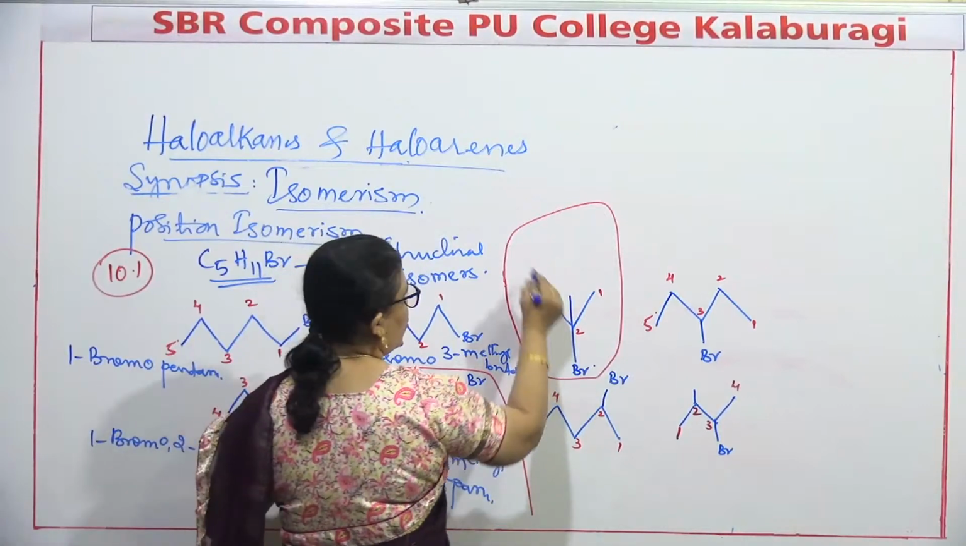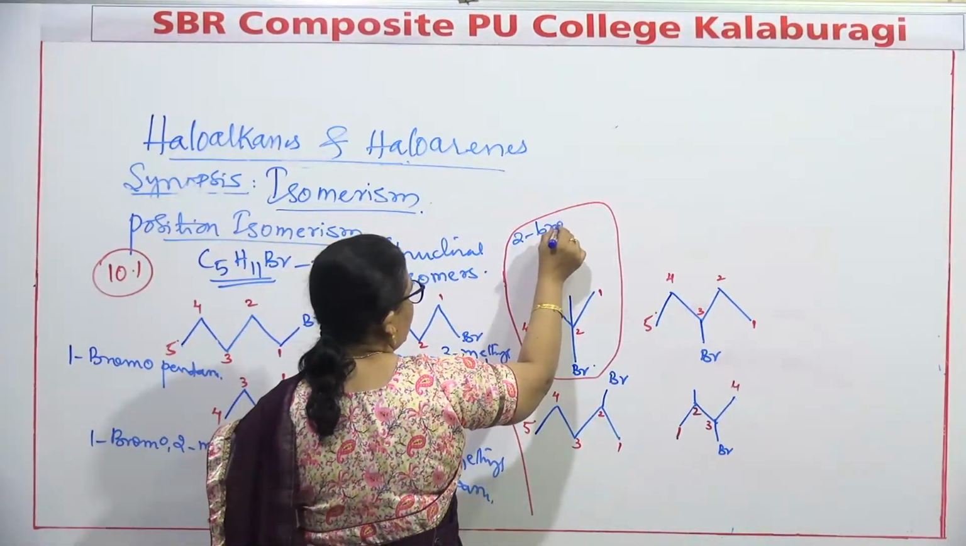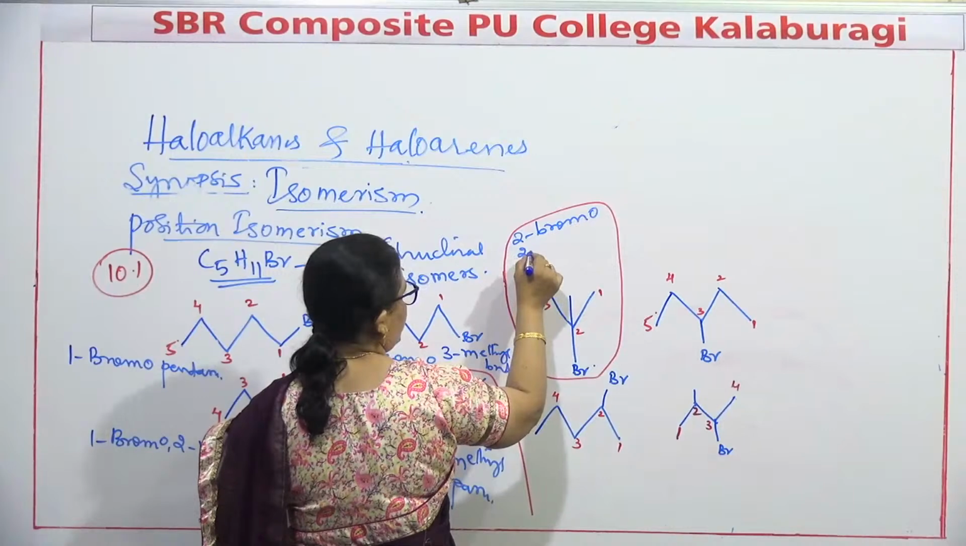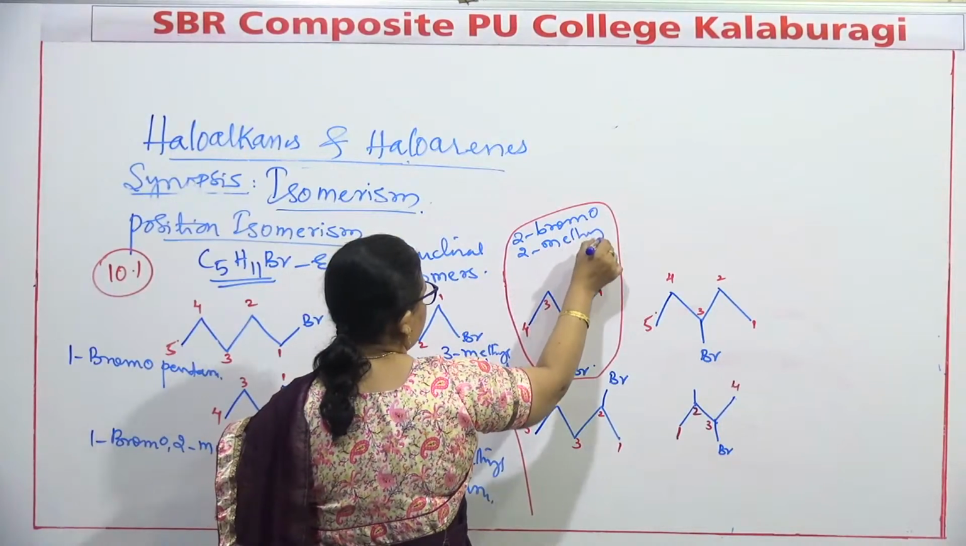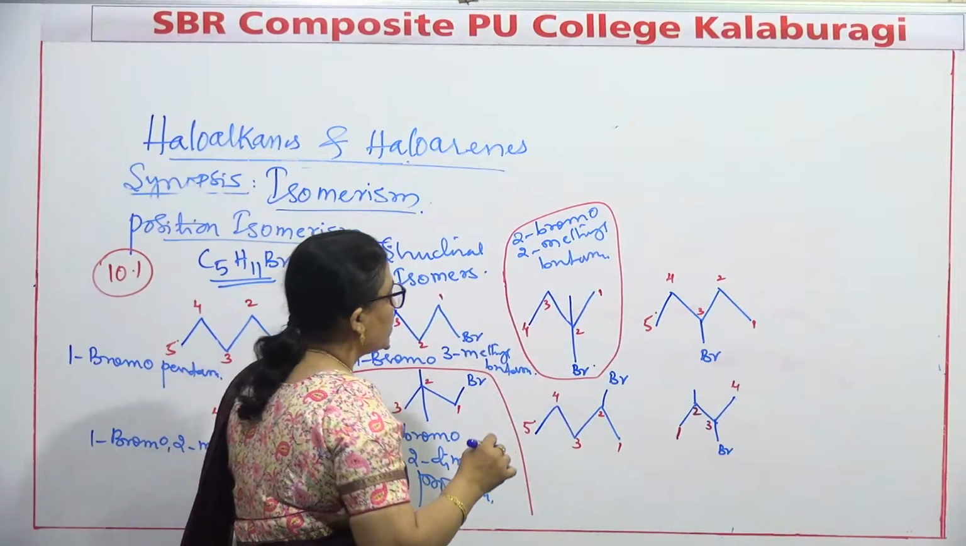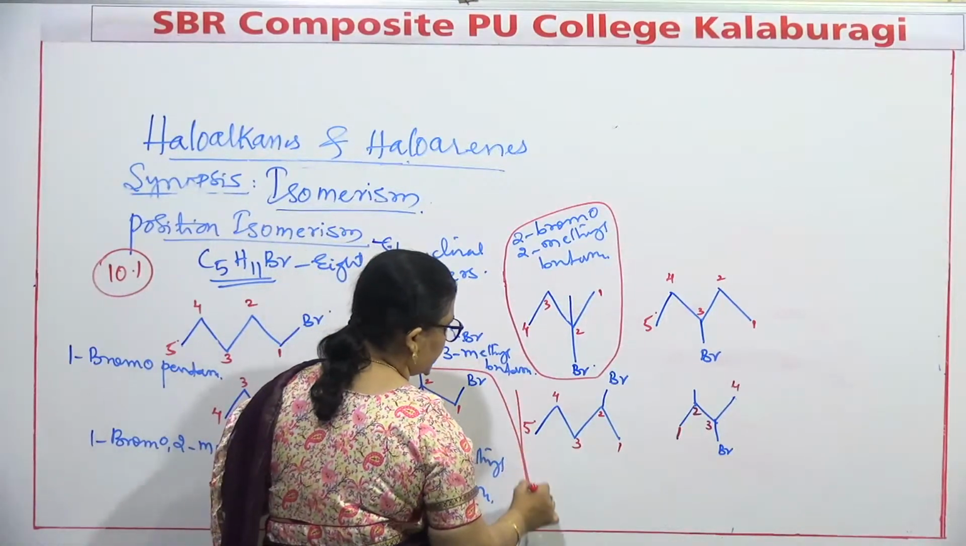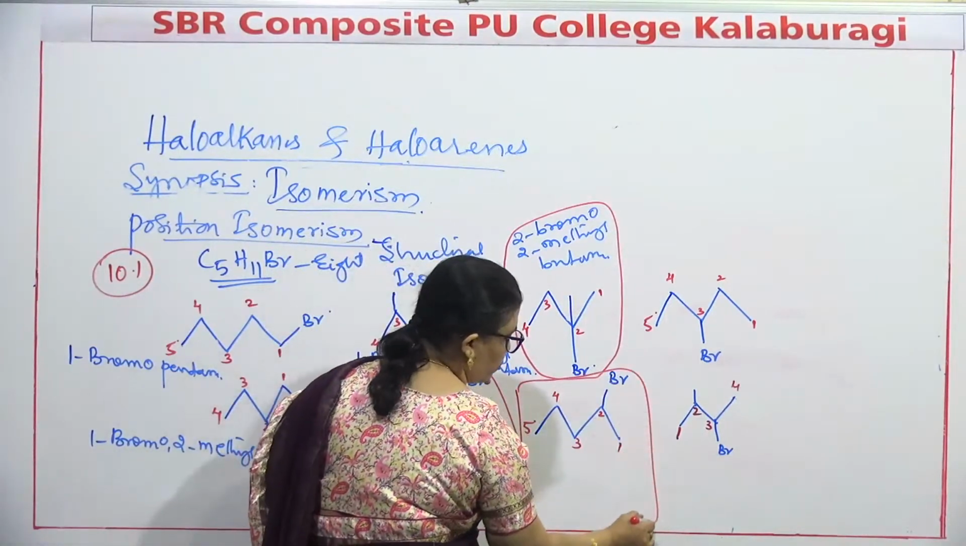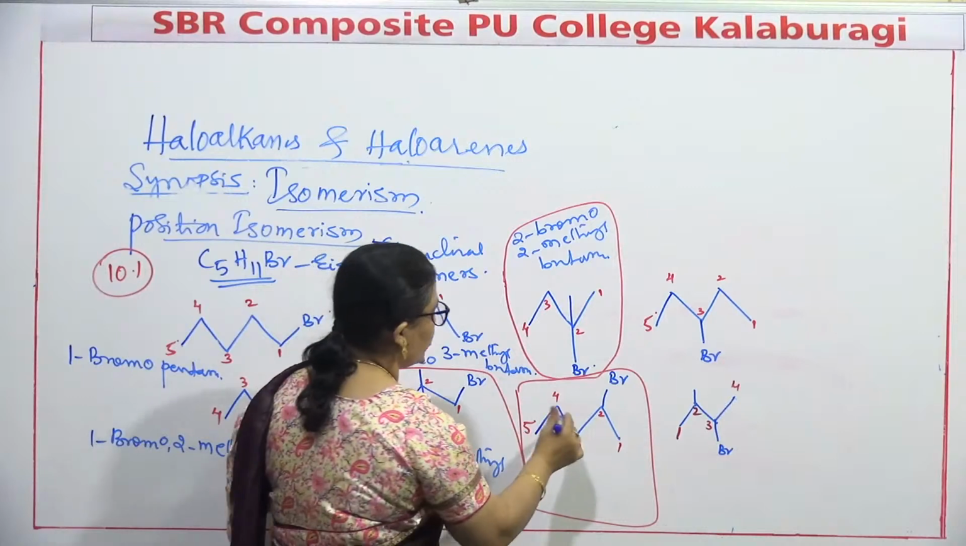What can we write? 2-bromo-2-methylbutane. Correct? Where will this go, children? For that sake, I am making a box like this, so that there will be no confusion for you.